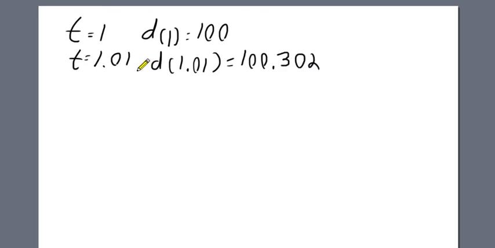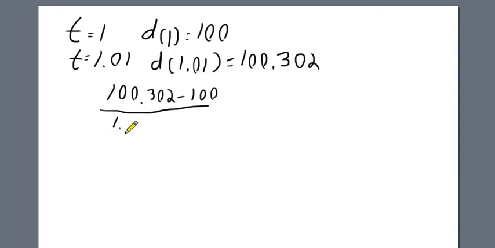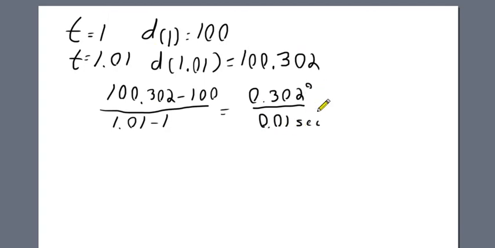Now, I'm going to do the same calculation across the top. 100.302 minus 100 over 1.01 minus 1. We get 0.302 over 0.01. Now that's 0.01 seconds, so I'm going to multiply top and the bottom by 100. This gets me, on the top, 30.2 degrees over 1 second.